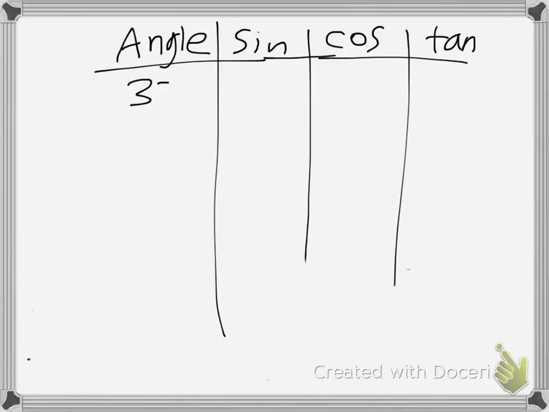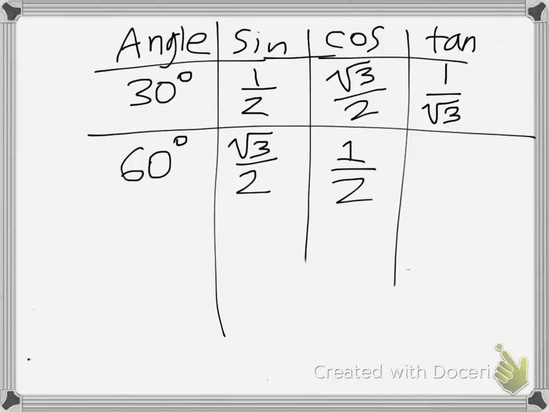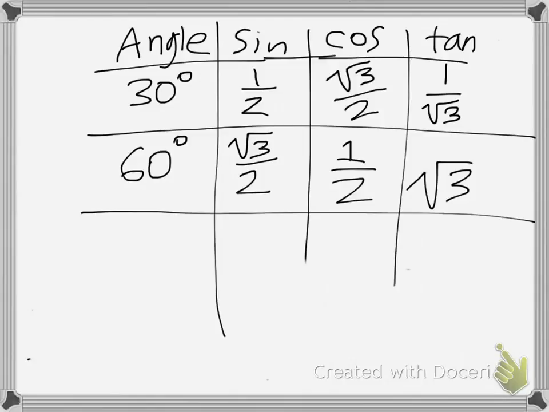So let's do 30 degrees first. So we found the sine is 1/2, the cosine is the square root of 3 over 2, and the tangent is 1 over the square root of 3. Now 60 degrees, you found that the sine is square root of 3 over 2, the cosine is 1/2, and the tangent is square root of 3. So this is our table. So we've found the trig ratios for 30 degrees and 60 degrees.